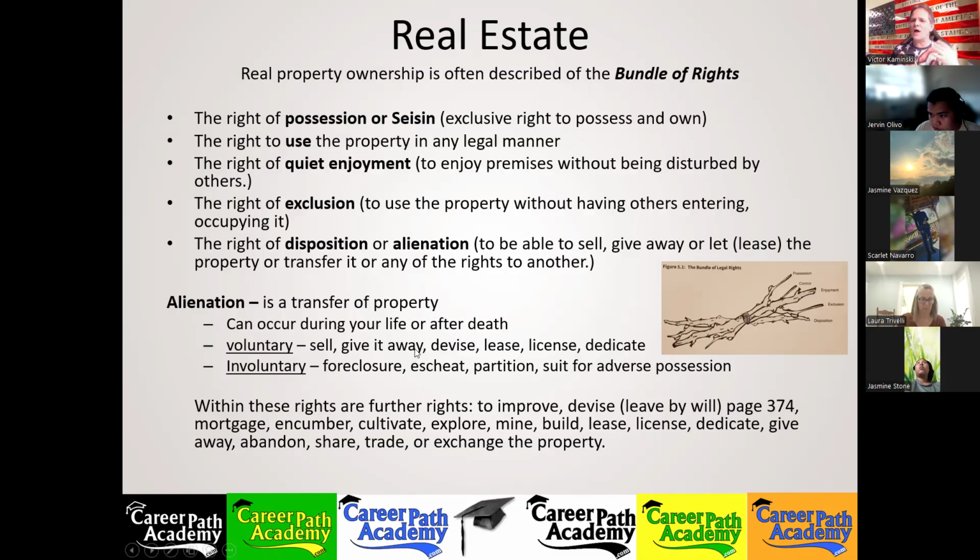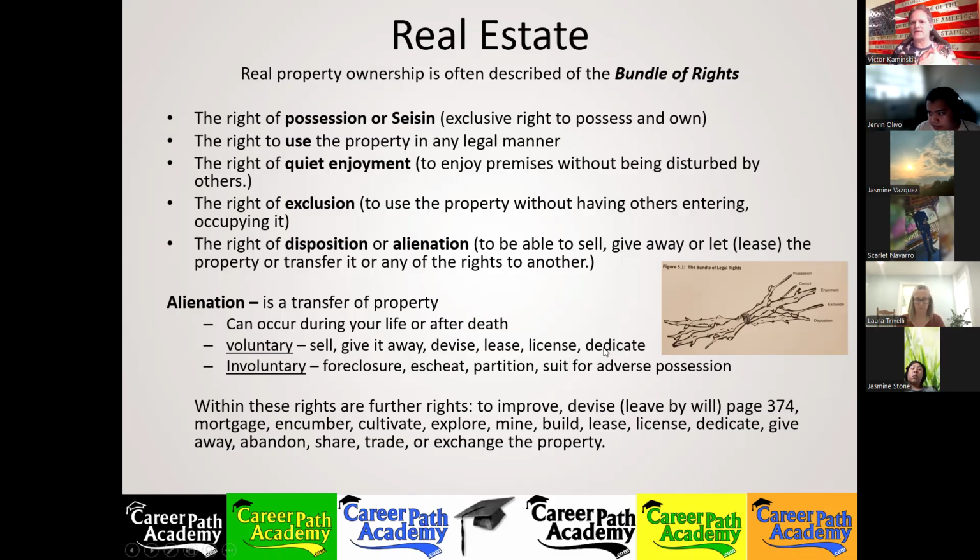And this could occur while you're alive or after you're dead. It could be done voluntarily. What does voluntary mean? It's something you wanted. Involuntary, something you did not want, something that's imposed on you. So voluntary alienation examples would be if you sell your property or give it away, you devise it. That means you leave it in a will to somebody after you die. You lease it, license it, or dedicate it.